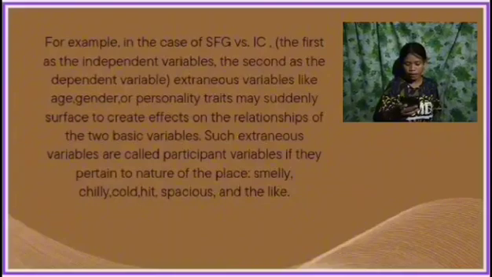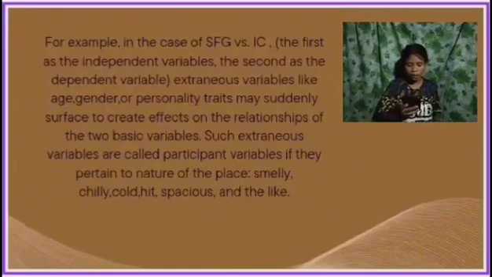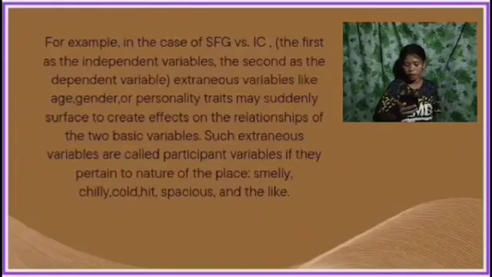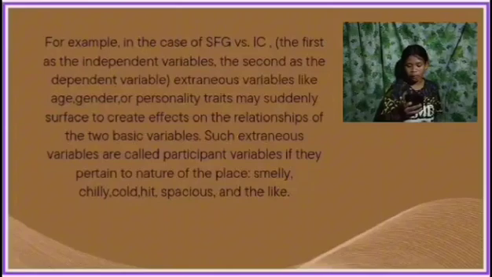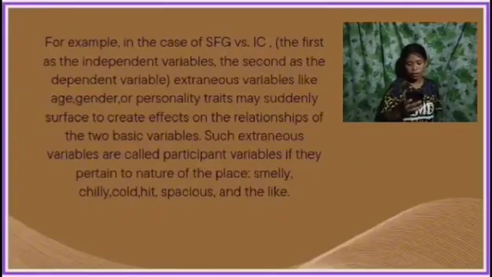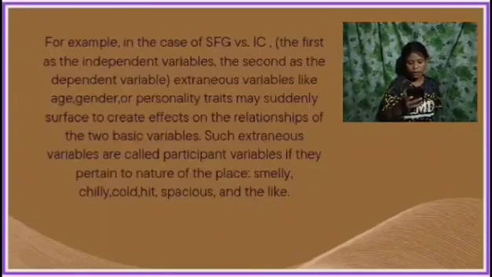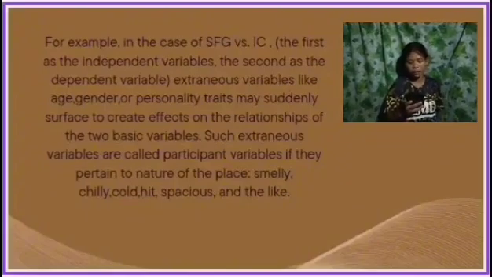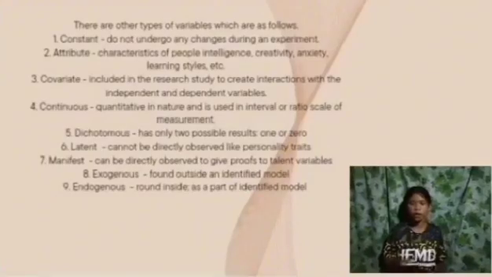Extraneous variables like age, gender, or personality traits may suddenly surface to create effects on the relationship of the two basic variables. Such extraneous variables are called participant variables if they refer to the moods, emotions, or intelligence of the subject, and situational variables if they pertain to the nature of the place: smelly, chilly, cold, hot, spacious, and the like. Other types of variables are as follows.